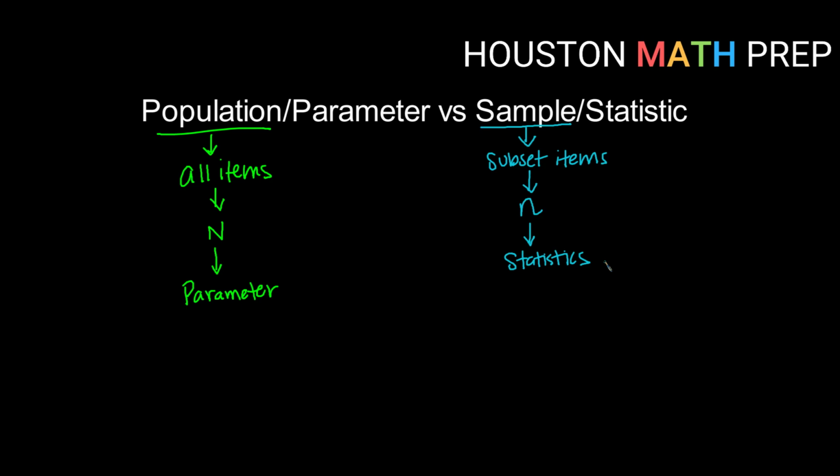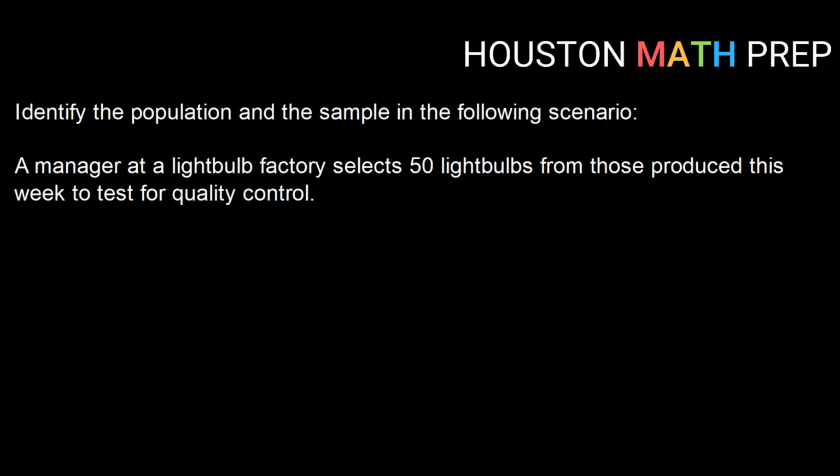So our job in the remainder of our video today is going to be to look at some scenarios and try to determine, okay, in this situation, what is the population and what is the sample? So let's look at our first situation. Here we have a manager at a light bulb factory who selected 50 light bulbs from those produced this week to test for quality control.